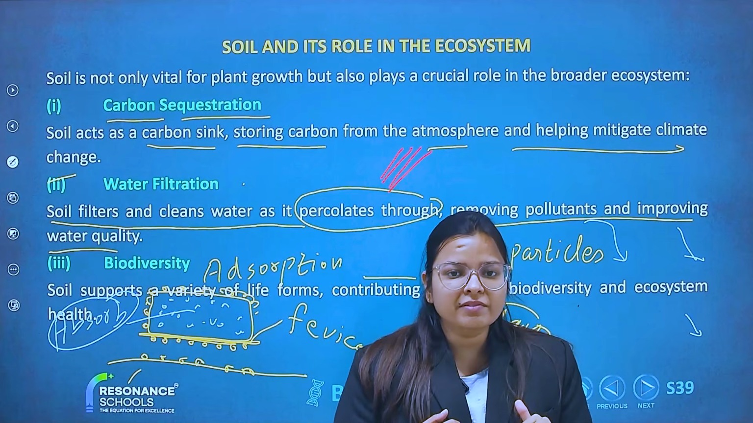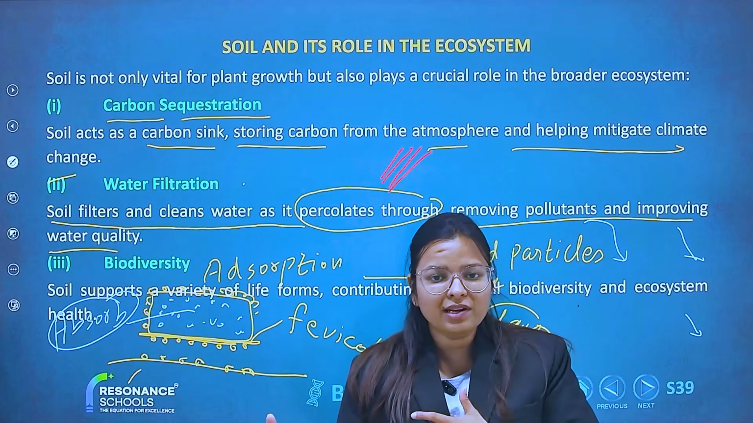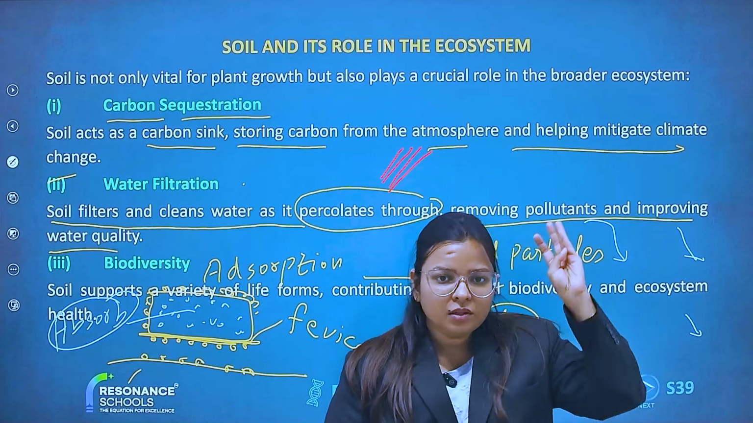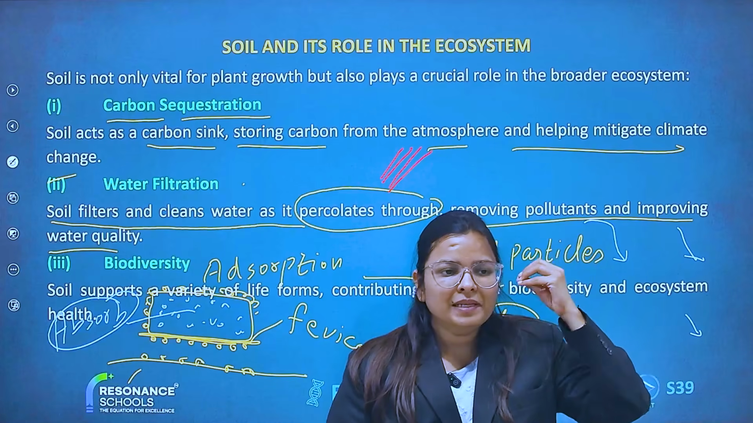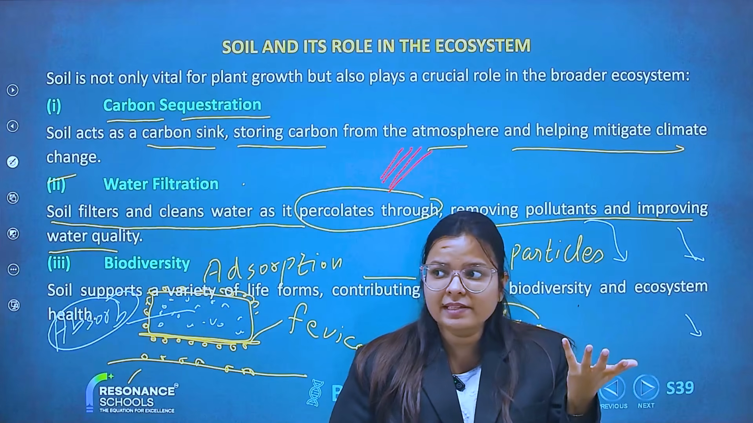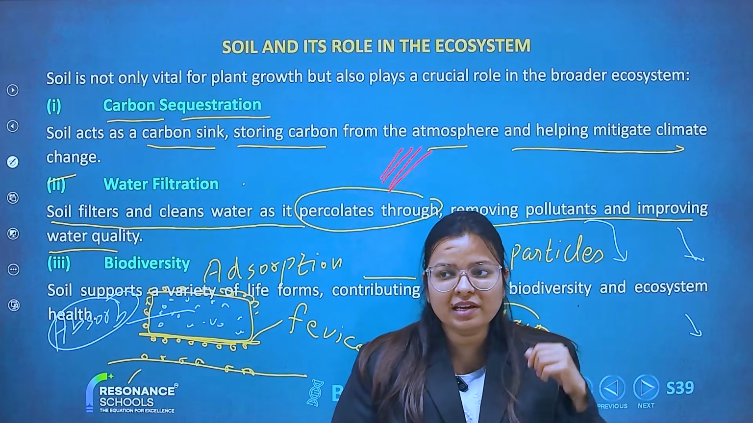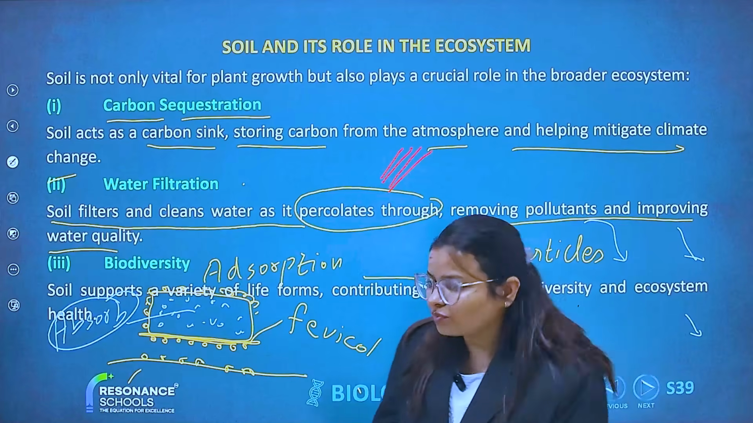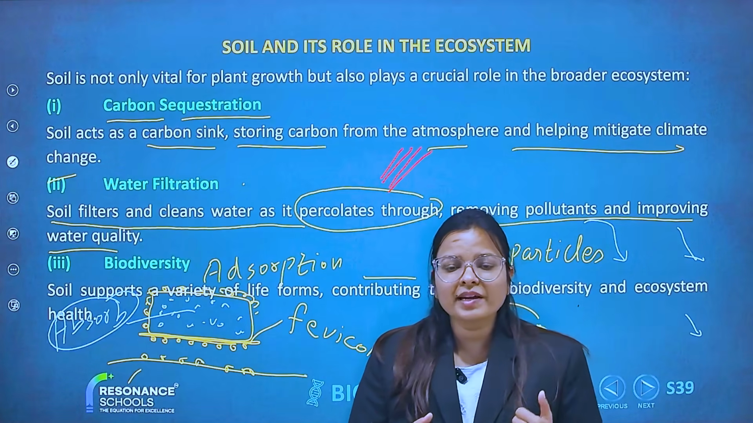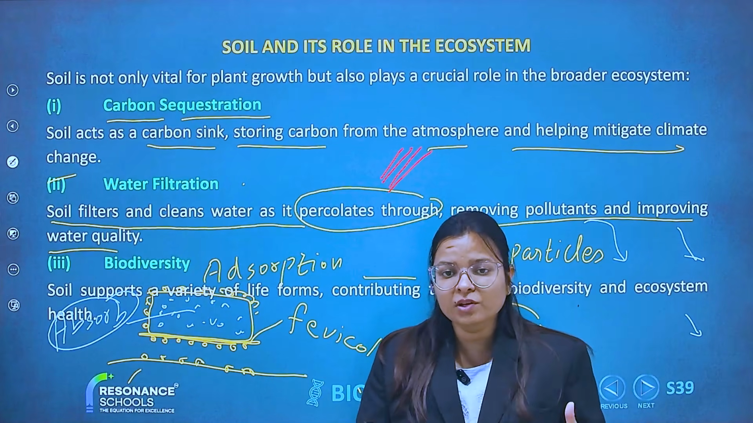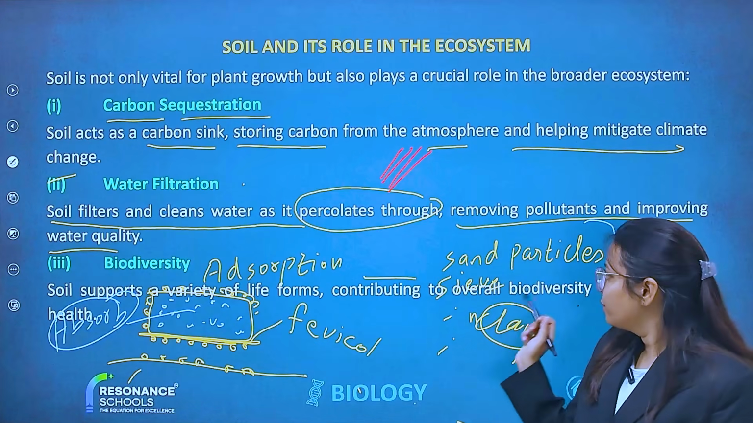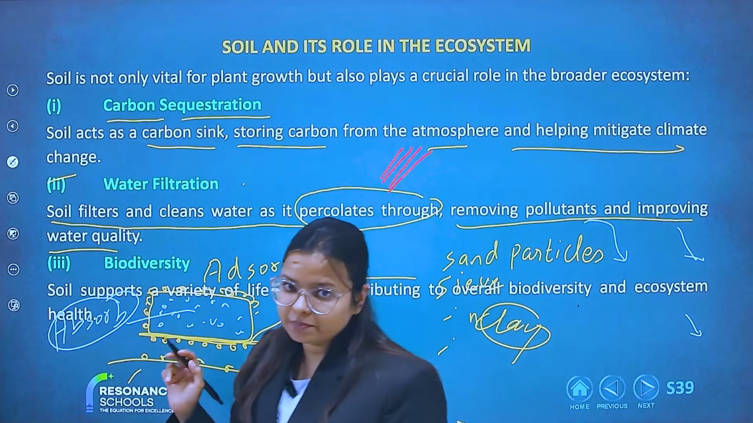Now coming to soil biodiversity. There are so many kinds of organisms living in soil: insects, larvae, pupa, earthworms, microbes, fungi, bacteria. There are so many microorganisms living in soil. So this is the biodiversity of soil, because soil is shelter for so many organisms. So soil supports a variety of life forms, contributing to overall biodiversity.